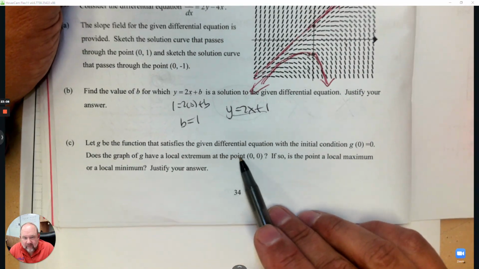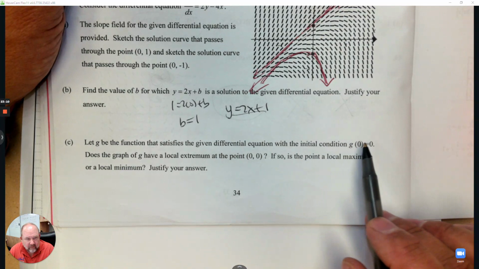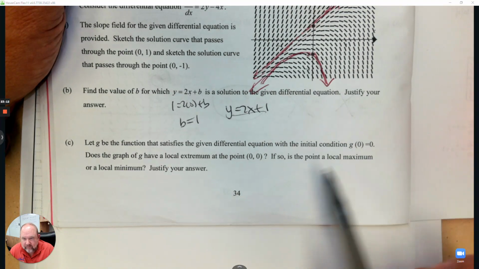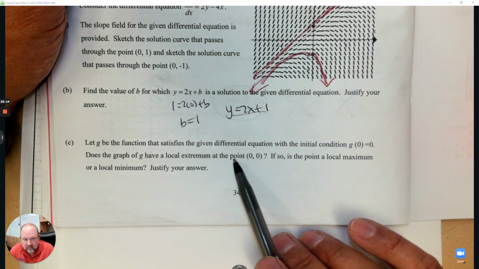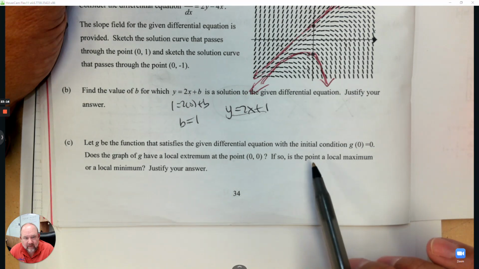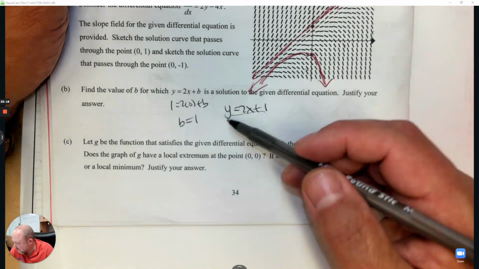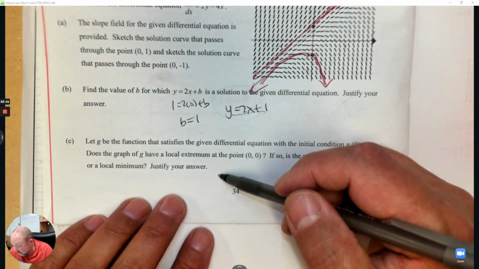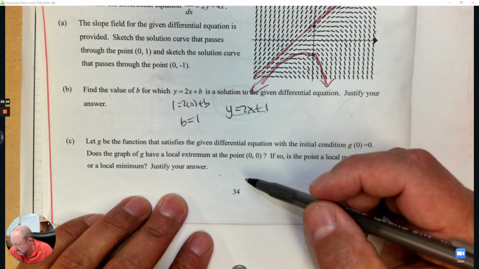Let g be the function that satisfies the given diffy q with the initial condition g at 0 equals 0. Does the graph of g have a local extreme at 0, 0? If so, is the point a maximum or minimum? So we need to take the derivative. We have the derivative.